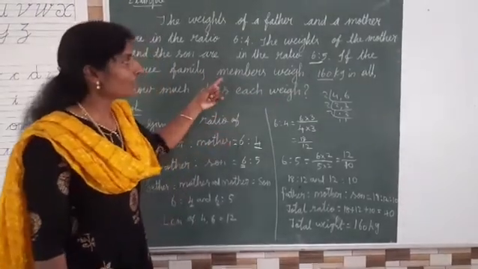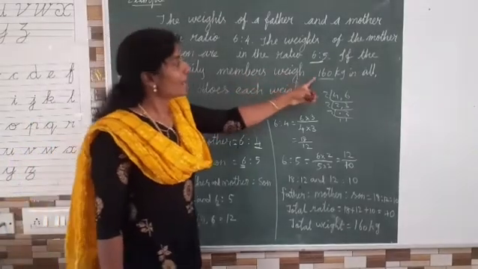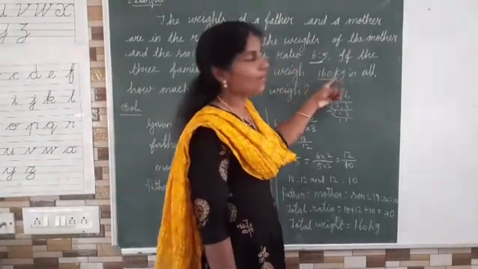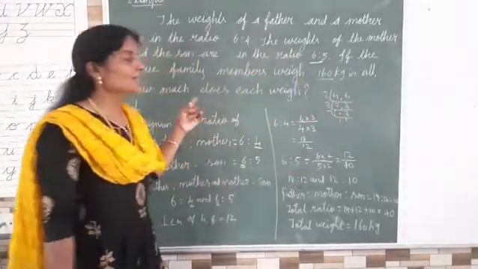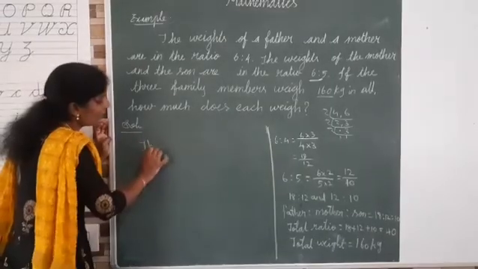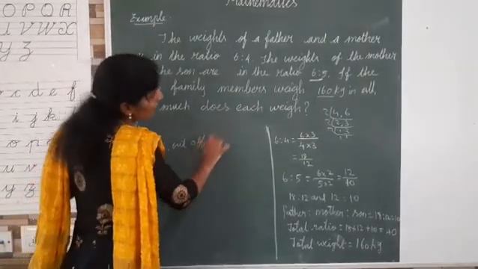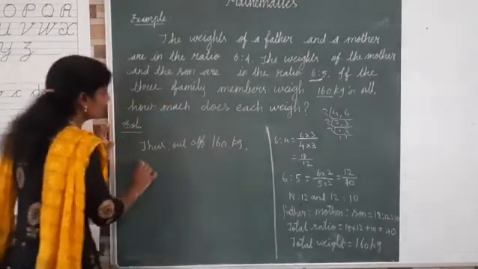What is the father's weight? What is the mother's weight? What is the son's weight? Out of 160 kg, what is the father's weight? What is the mother's weight? Then what is the son's weight? Now we can find. Okay? Thus, out of 160 kg, what is the father's weight?